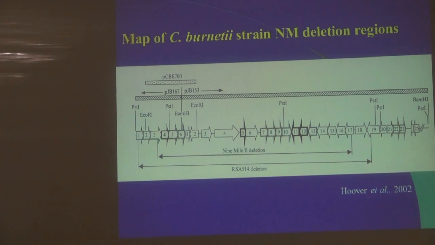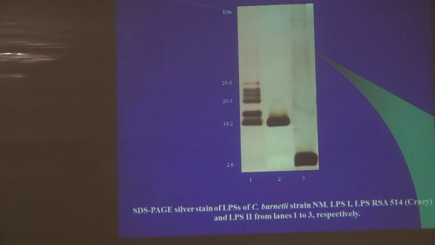But when we started to investigate this RSA 514 strain, which is also called Crazy because it has some strange, crazy behavior, we found on SDS-PAGE that this is an LPS from Nine Mile phase 2, and this is LPS 2 from this Crazy strain. Apparently not all genes encoding O-polysaccharide biosynthesis were deleted. You see here a region where the O-specific chain starts.